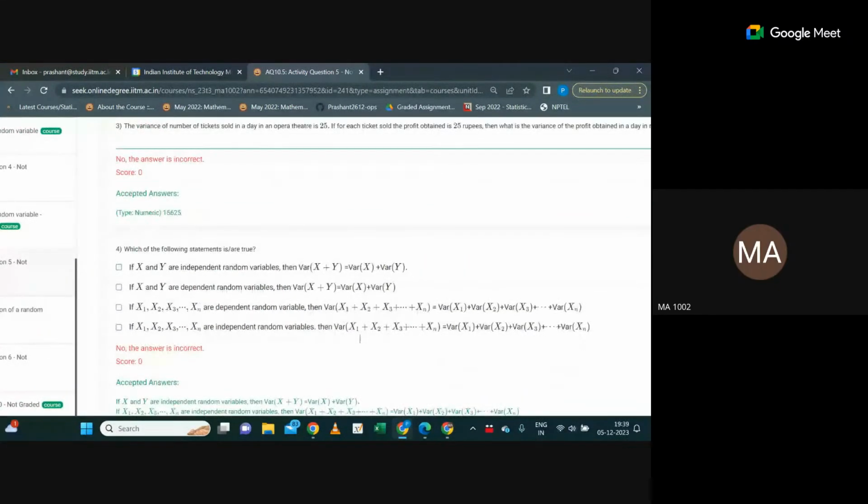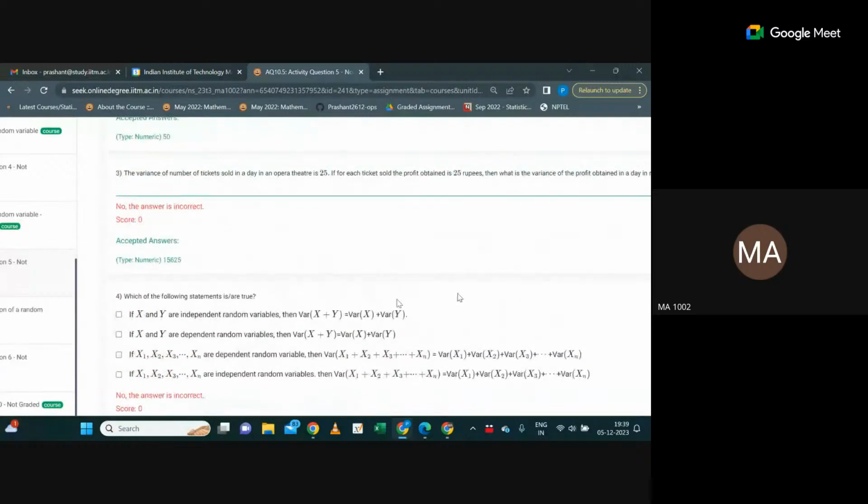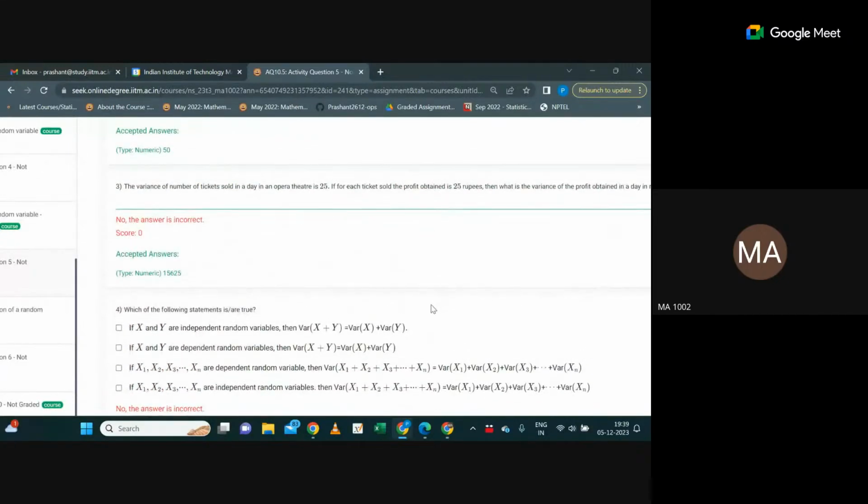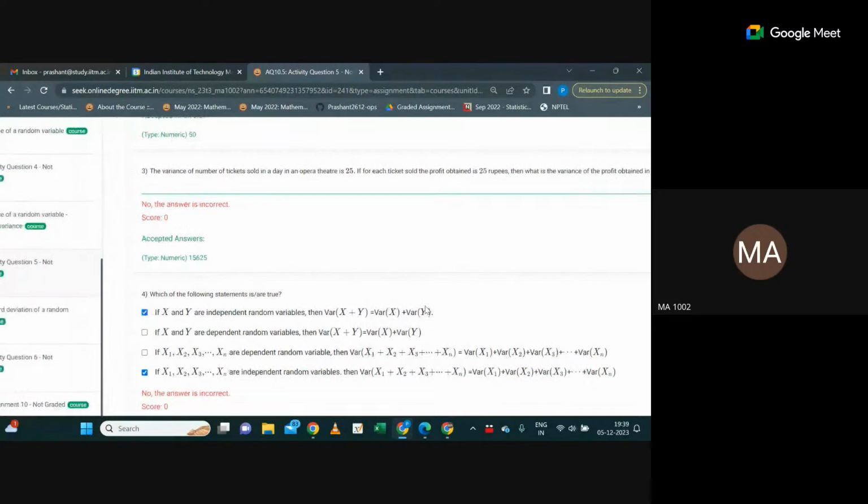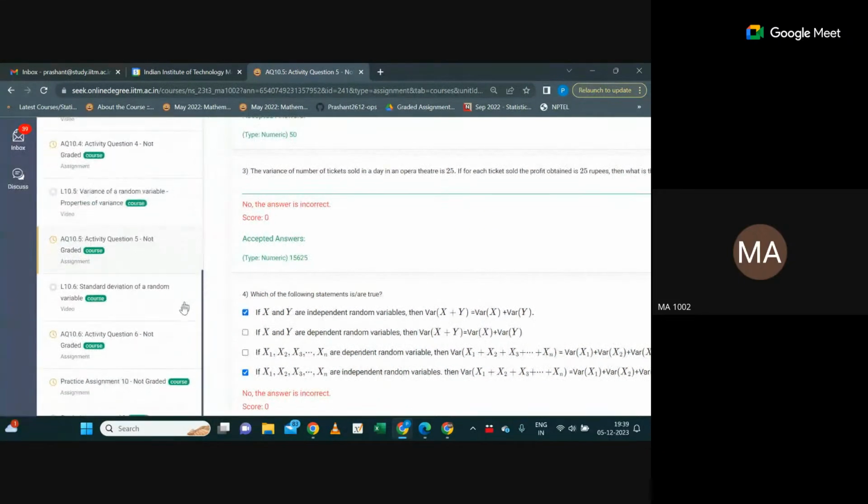Okay. What about question number 4? We discussed this just a few minutes before. If X and Y are independent only, then the variance of X plus Y will be the same as the variance of X plus the variance of Y. The second option is not going to be true, right? The third is not true, then the fourth will be true. So C and D. Are you getting the idea behind the concept which we have discussed?